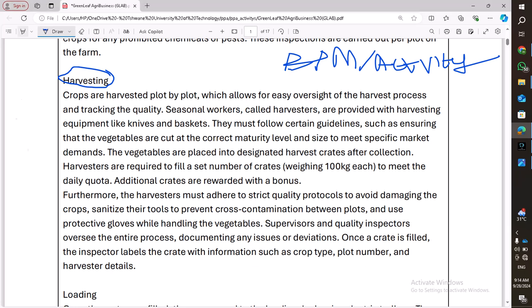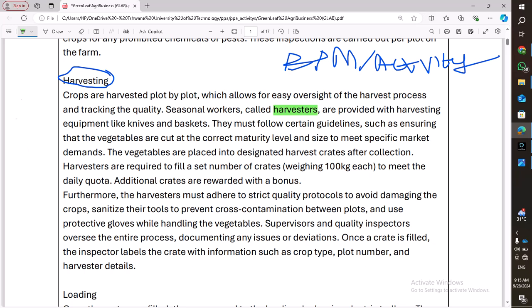Again, we are looking for the actors. The crops are harvested plot by plot, which allows us to oversee the harvesting and track the quality. The seasonal workers, called harvesters, are the first actor.